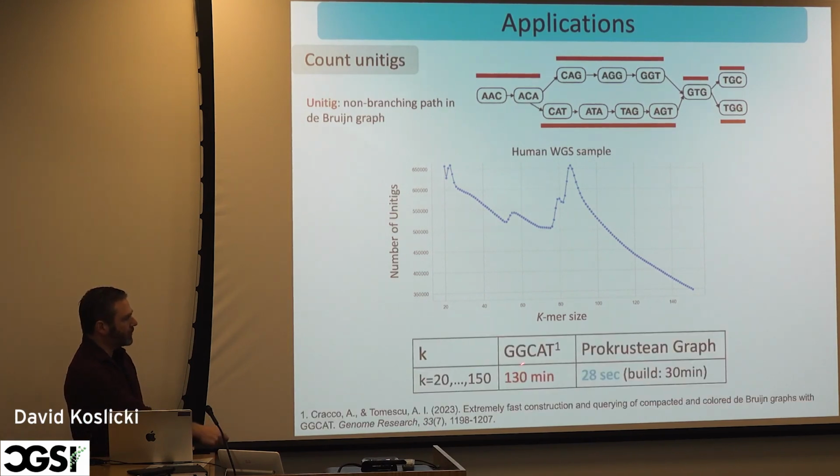Okay, if you were to try to do this using an extremely fast construction technique for compacted de Bruijn graphs, it would take you a couple hours. Use a Prokrustean graph, making this plot takes you 28 seconds after you invest 30 minutes to build it.